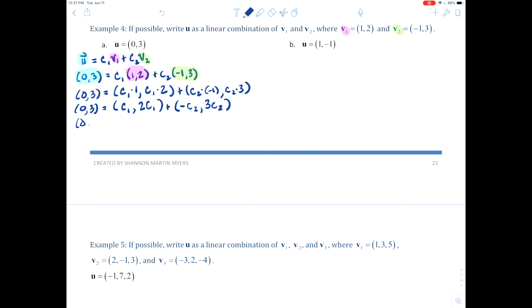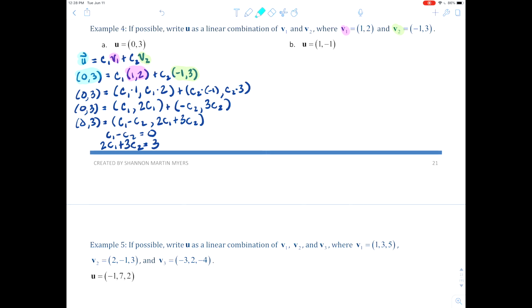All right, then on the right side we're going to be using vector addition to make one happy vector. So the first component will be c1 minus c2, and then 2c1 plus 3c2 is the second component. Now, utilizing our knowledge about vector equality, what does that mean? Beautiful. That means that c1 minus c2 has to equal 0, and 2c1 plus 3c2 has to equal, great, 3.